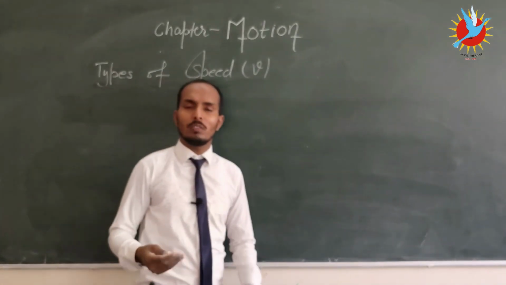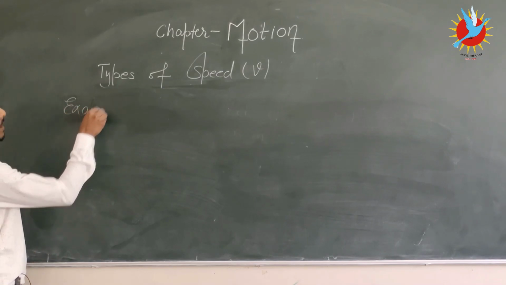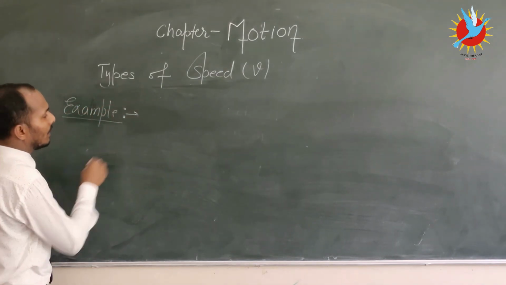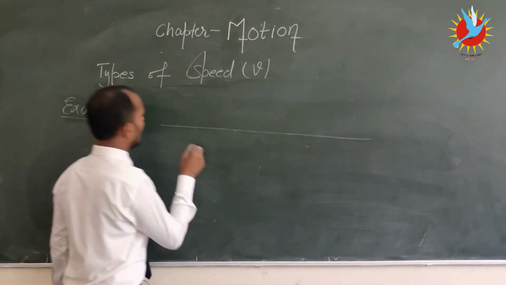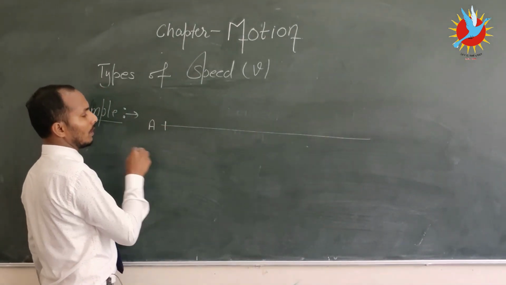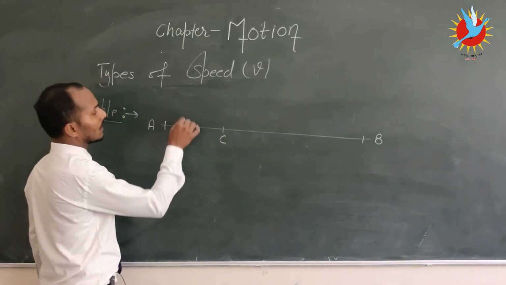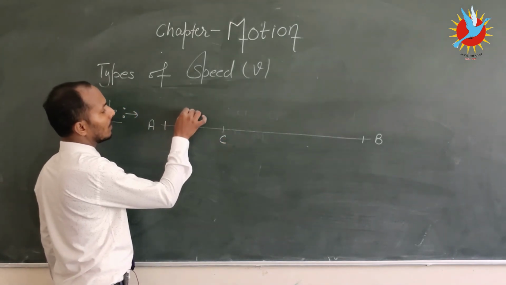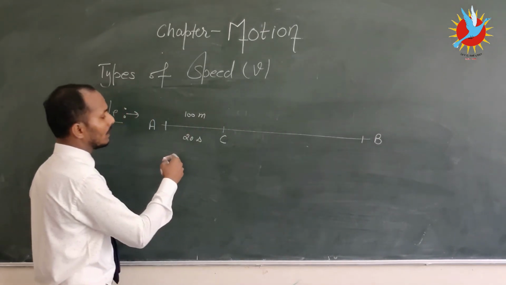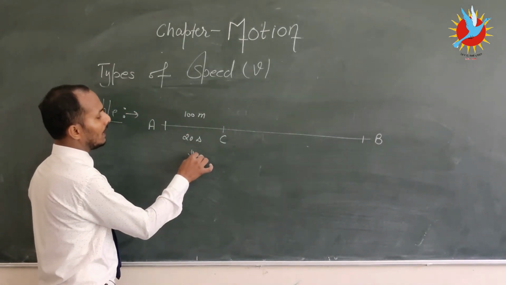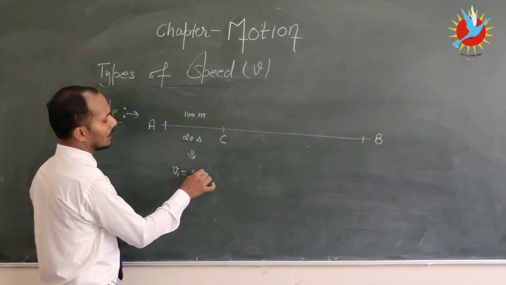Now let's understand the significance of average speed. Take an example. Suppose that we are moving from A to B. When we cover the A to C distance, suppose we cover 100 meters in 20 seconds because there is traffic. Then what is its speed? Its speed is 100 divided by 20, which means 5 meters per second.